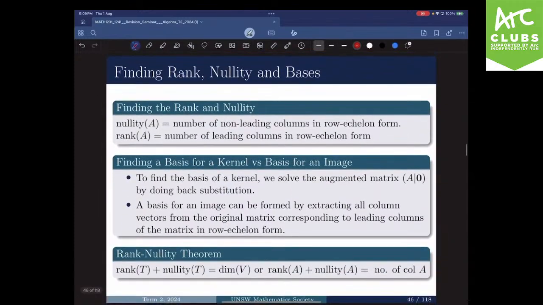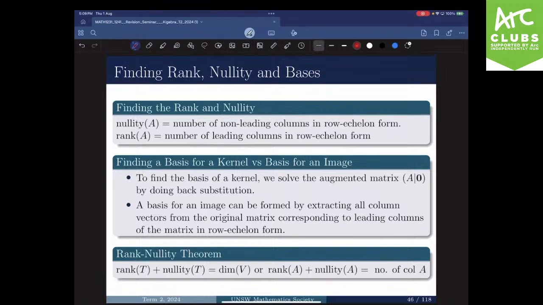So now we have this question: how do we find the rank? How do we find the nullity? How do we find the image? How do we find a kernel? So how do we find the rank and nullity of a matrix? Well, we would put it in row echelon form. The number of non-leading columns is the nullity, and the number of leading columns is the rank.